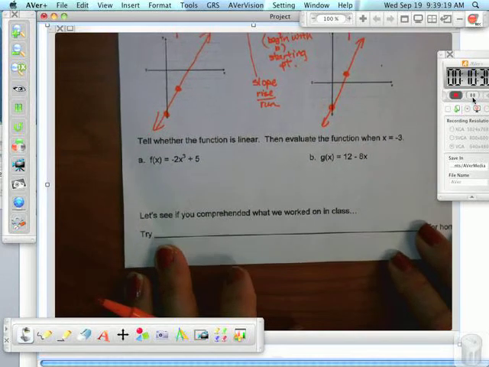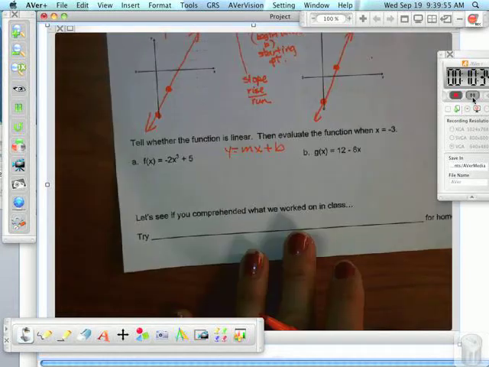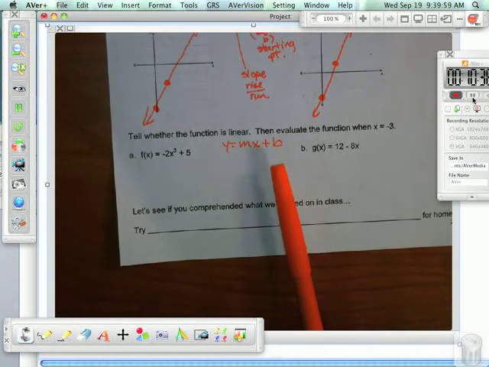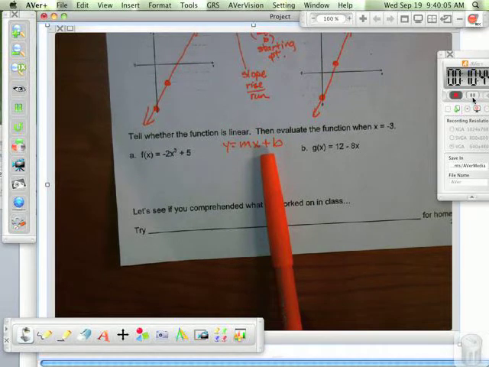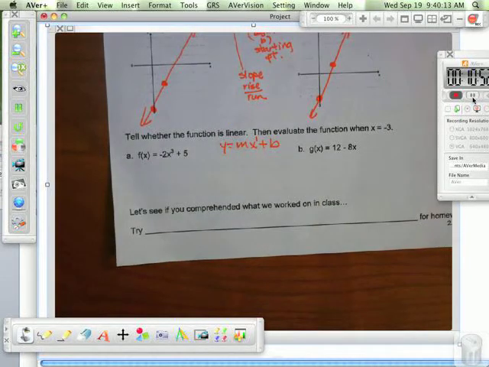So tell whether the function is linear. Because mx plus b represents a linear function, right? What's the exponent on this x? Yeah, it's there, we just don't write it. The exponent is 1. It has to have a degree of 1 or an exponent of 1 or it's not a linear function. Does this have an exponent of 1?